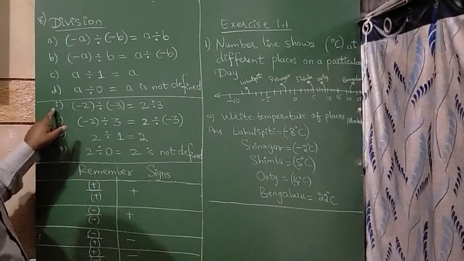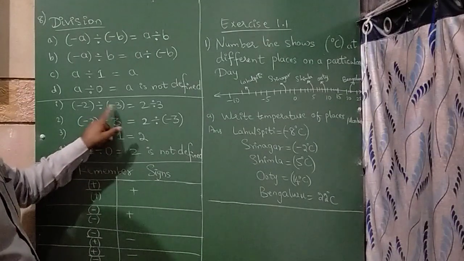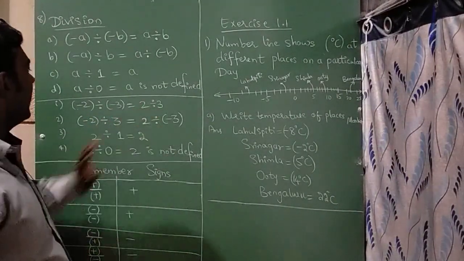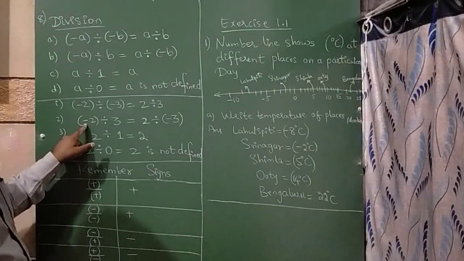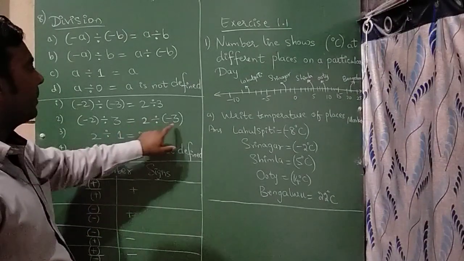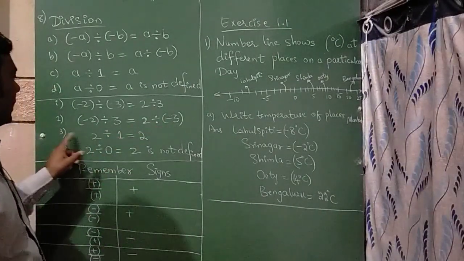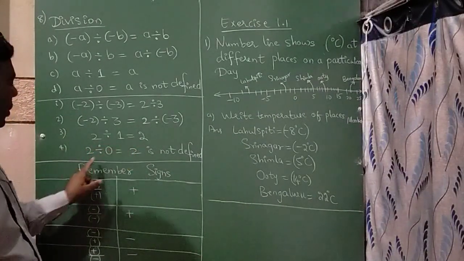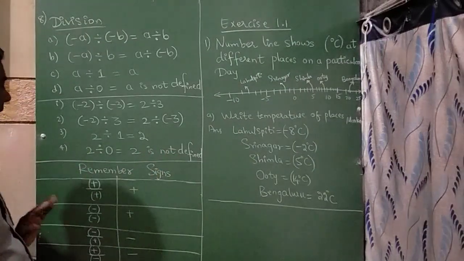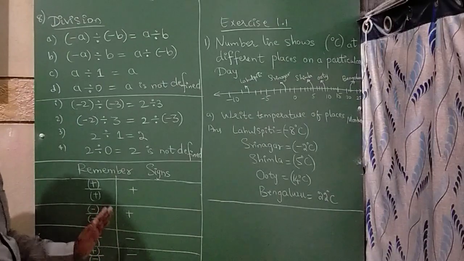Now let us take an example. Minus 2 divided by minus 3. Since both numbers carry a negative sign, the answer is positive. So it is 2 divided by 3. Now the numerator carries a negative sign, so minus 2 divided by 3 is equal to 2 divided by minus 3, where the denominator carries a negative sign. Now the third one: 2 divided by 1 is 2. 2 divided by 0 is not defined. Remember these signs. It is very important to get the correct solution.